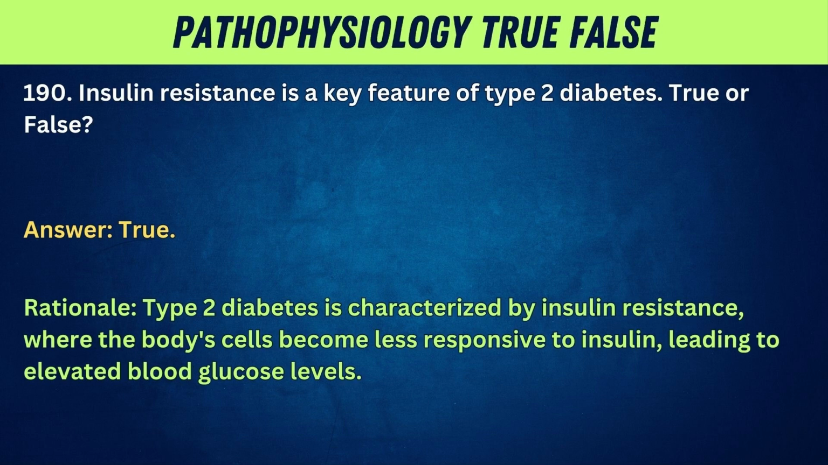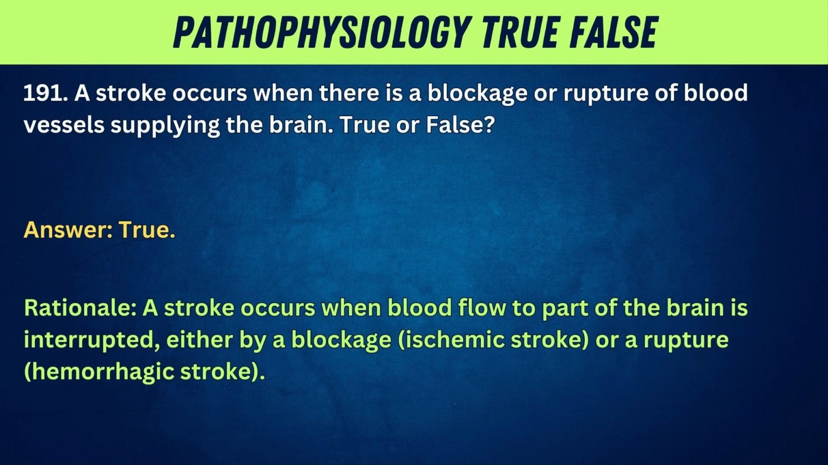190. Insulin resistance is a key feature of type 2 diabetes. True or false? Answer: true. Rationale: type 2 diabetes is characterized by insulin resistance, where the body's cells become less responsive to insulin, leading to elevated blood glucose levels.